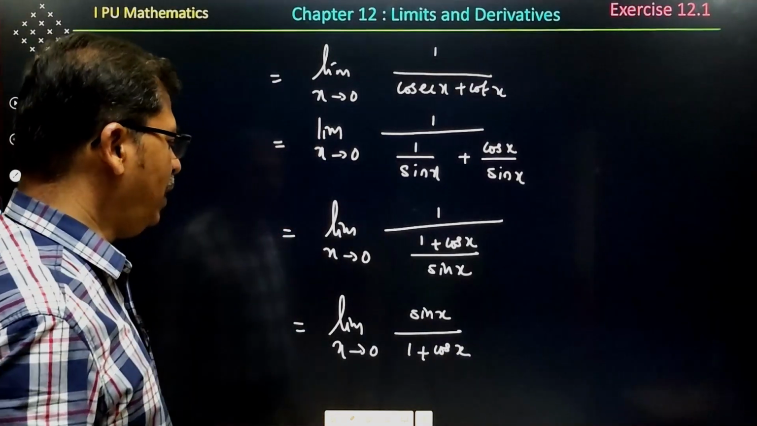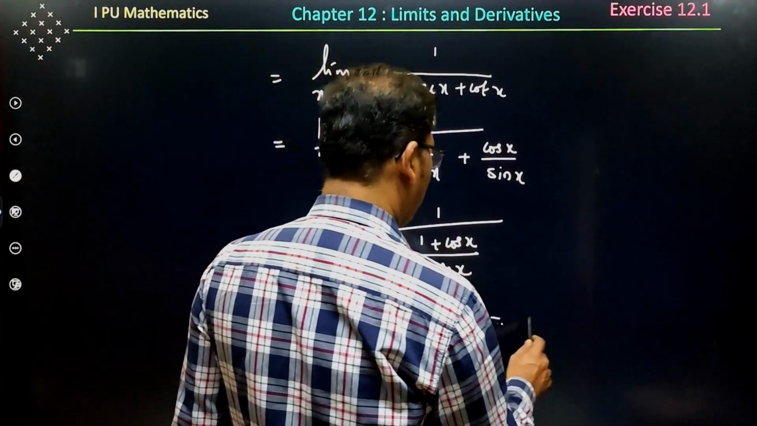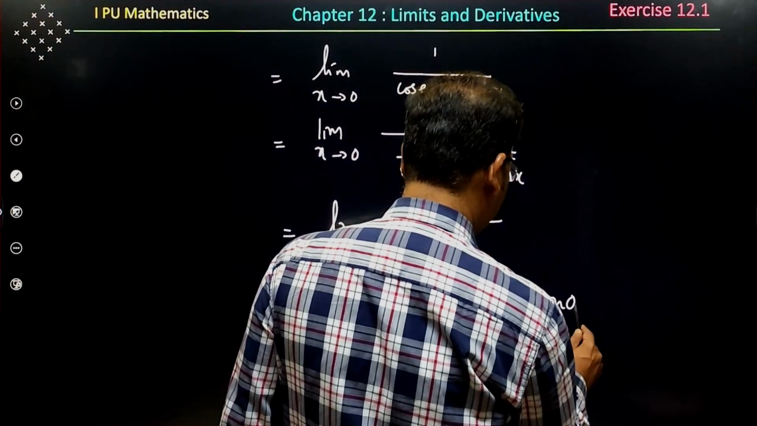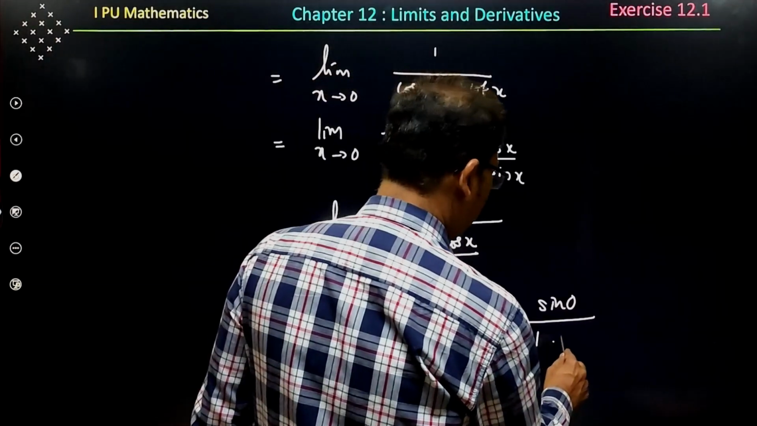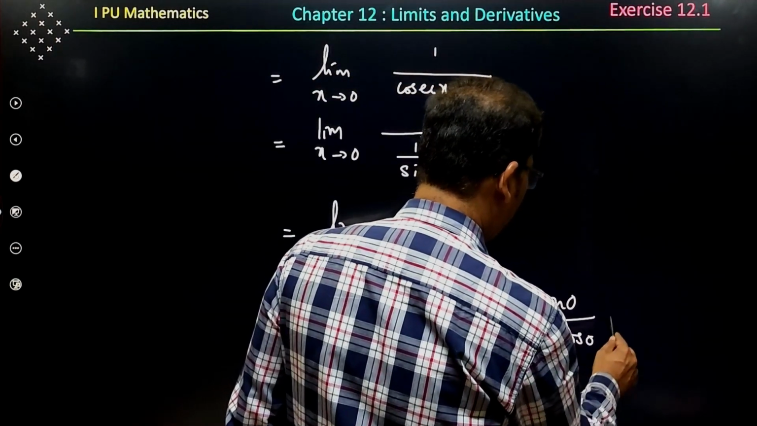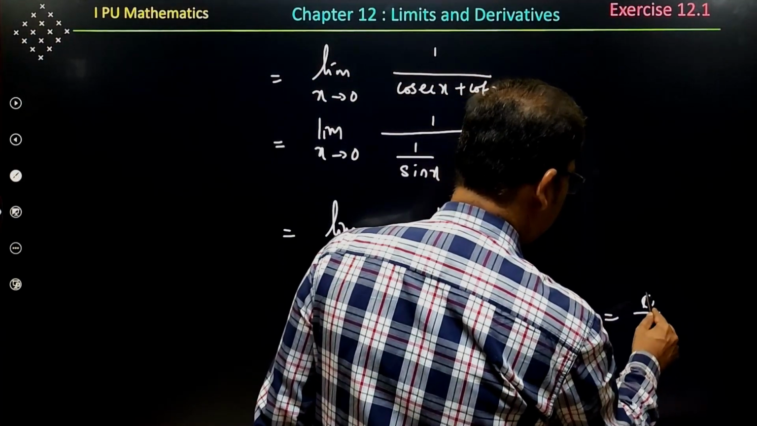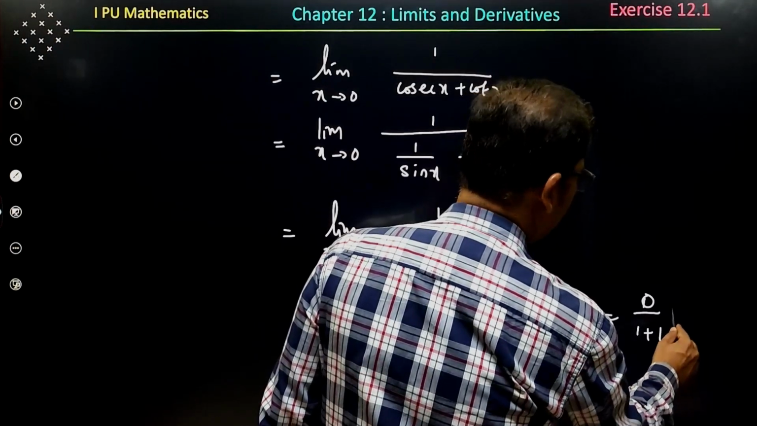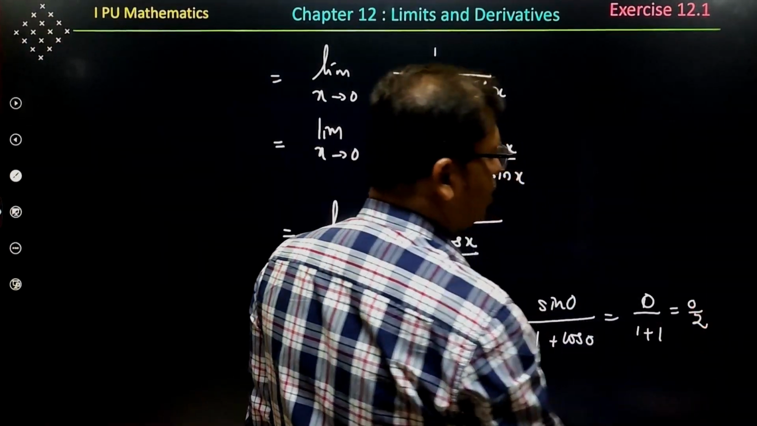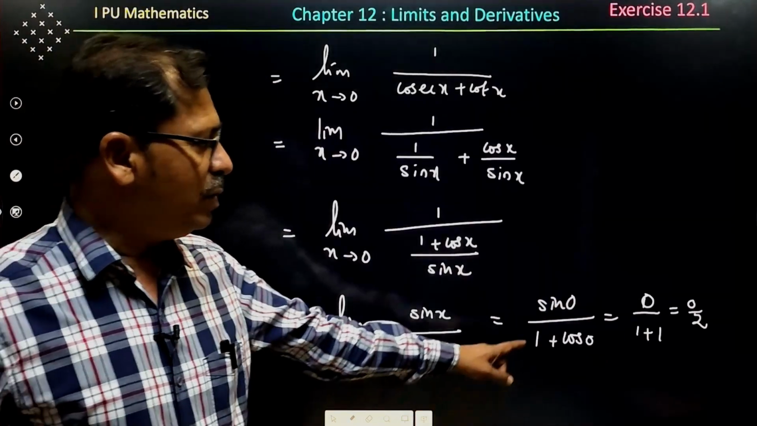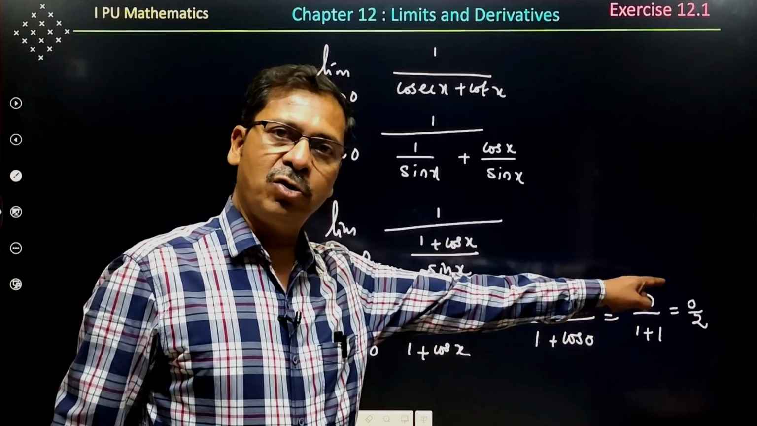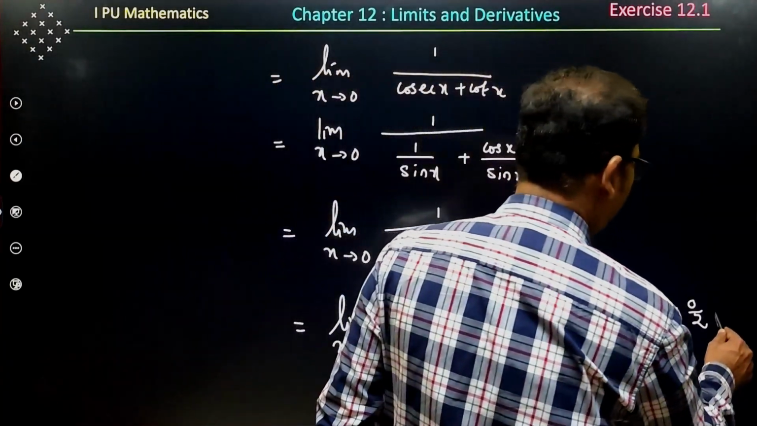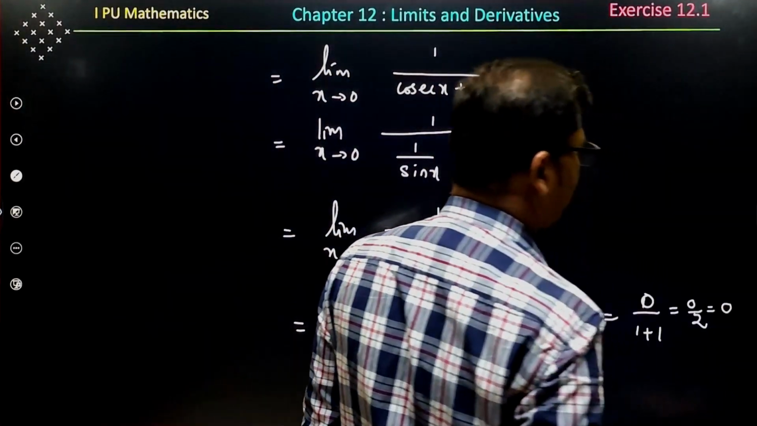Now it is the time to evaluate. Sin 0 you can write in the numerator after substituting 0, and 1 plus cos 0 in the denominator. Cos 0 value is 1, and sin 0 is 0 here. So 0 divided by 1 plus 1, which is 0 by 2, a finite value, which is equal to 0. So 0 is the final answer for this question.